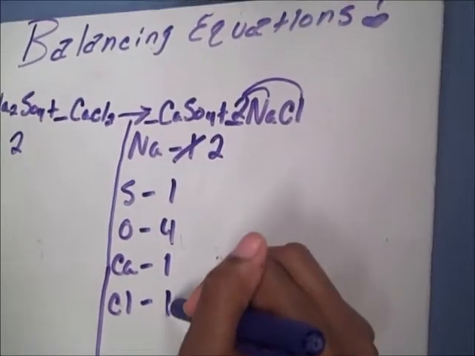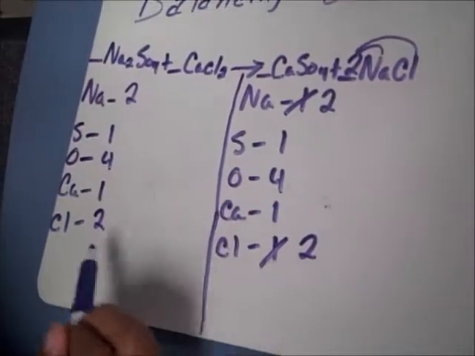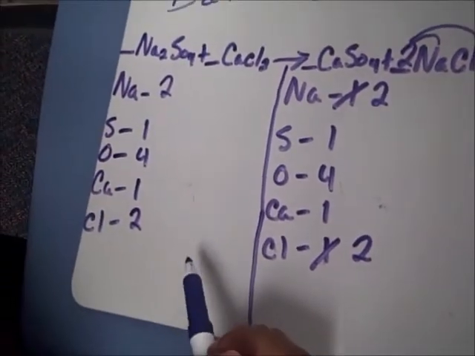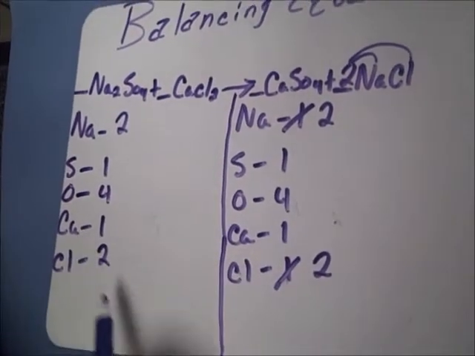So now you have to come down here, cross out this 1, and make that a 2. So look, they balance now. They're equal. And look, everything is balanced now.